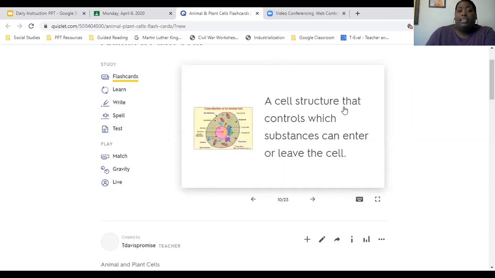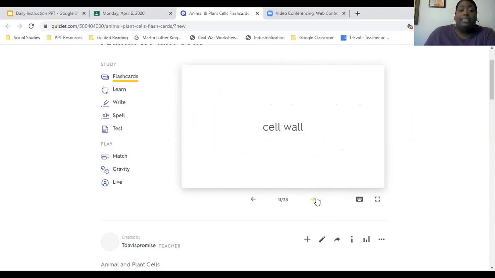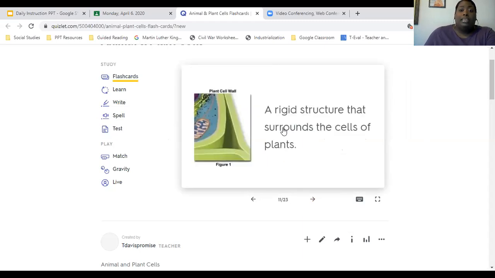And the cell membrane. The cell membrane is a structure that controls which substances can enter or leave the cell. So protein leaves the cell through the cell membrane. Water and waste leave the cell through the cell membrane. And a cell wall. Cell wall is a rigid structure that surrounds the plant cell, surrounds the cells of plants. And so this would be the cell wall. Now, this blue is where the cell membrane is, but this green is the actual cell wall.